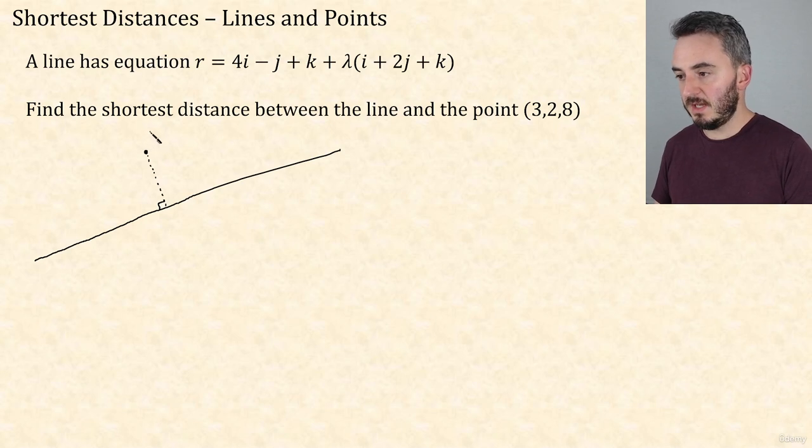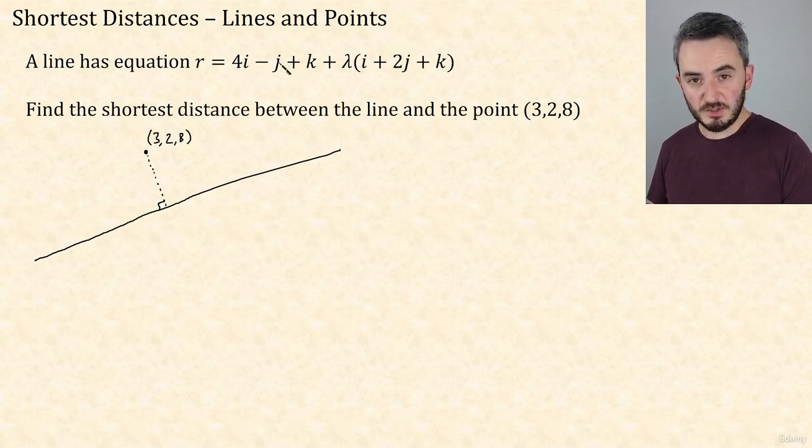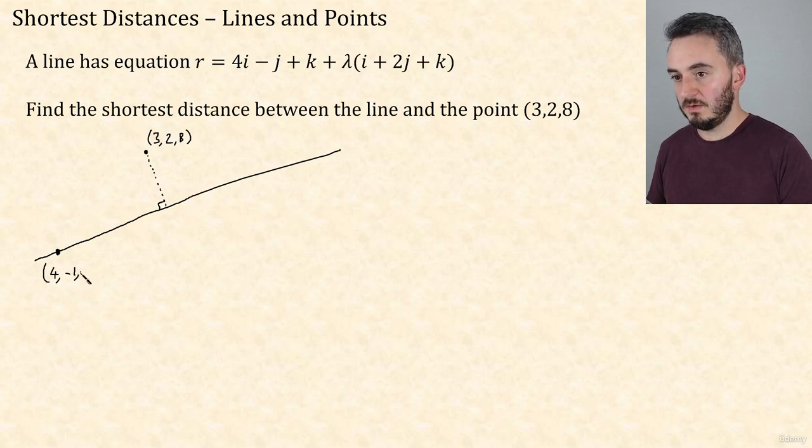So this point here has coordinates 3, 2, 8. Now, the equation of this line specifies a position vector which is somewhere on the line. So let's say that's here. It doesn't really matter, but just for the purpose of our picture, let's say that's here. So that's the point 4, minus 1, 1.